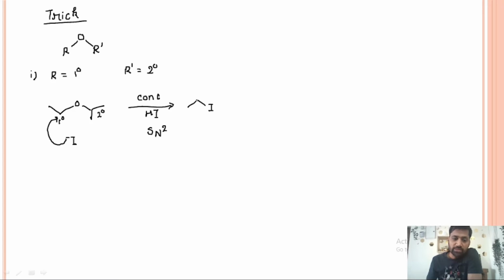The reaction has taken place on the primary carbon, and this other part, this secondary part, will leave in the form of alcohol, that is you will get isopropyl alcohol as the leaving group. This is the leaving group, and this is the product of nucleophilic substitution. The only thing that you have to keep in mind is that the secondary carbon is not favorable for any mechanism, SN1 or SN2.